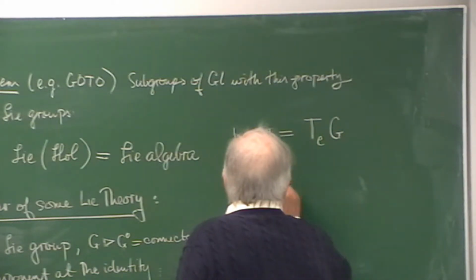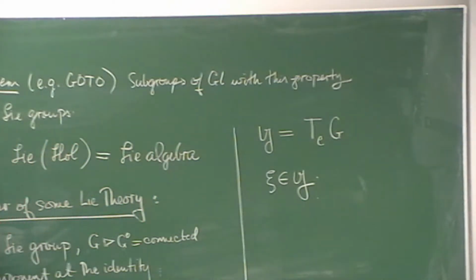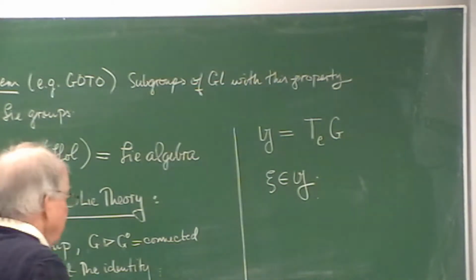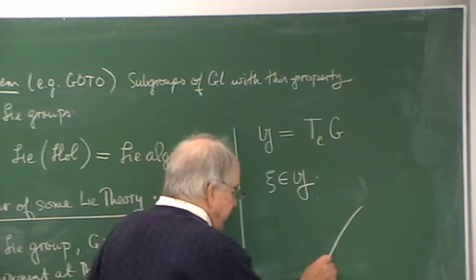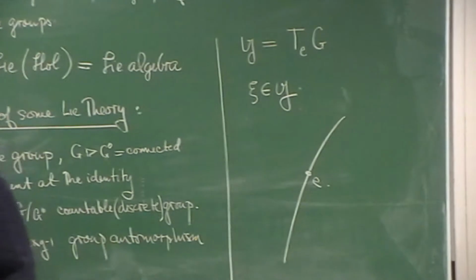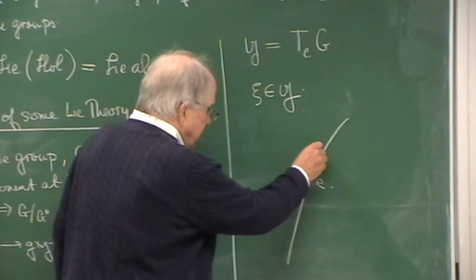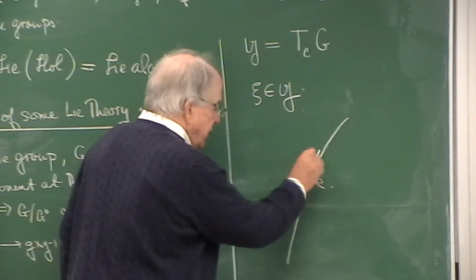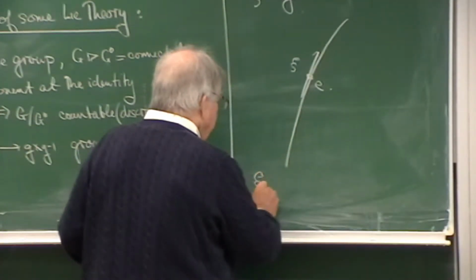Now, I like to write the elements of this thing as letters like that, C. If you have C in this group, in this Lie algebra, then the basic theorem that you need to check, and it's completely elementary, is that this defines a tangent. So here's the identity, here it's C, so C is tangent to a distinguished curve.